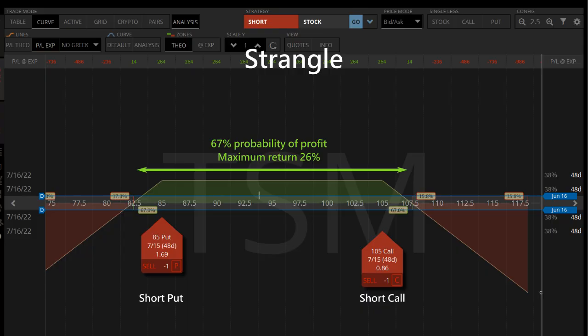for the option seller. We can see a 20 delta TSM ADR strangle that expires a month and a half later has a 67% probability of profit and has the highest return on capital of around 26%.